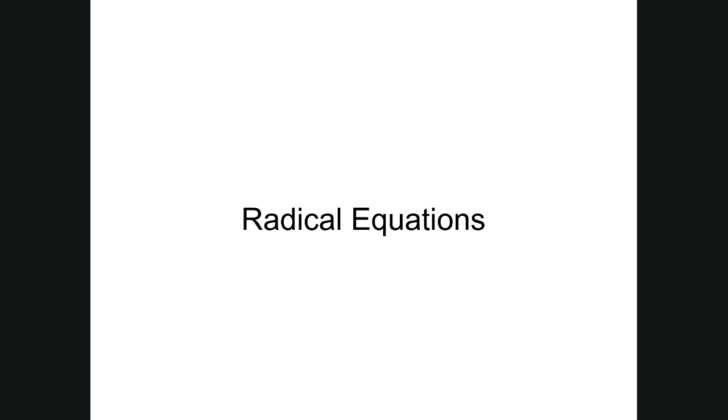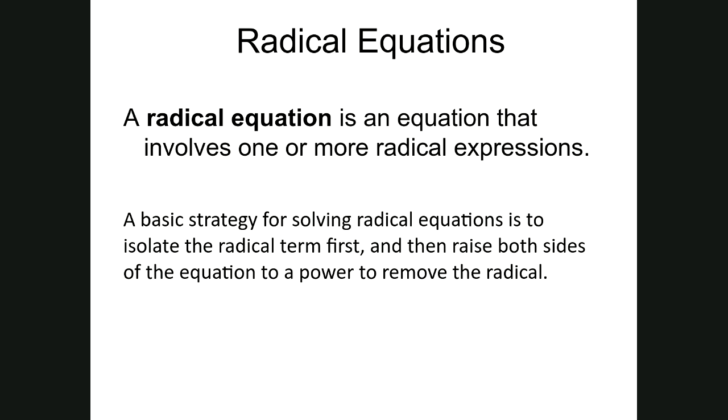Next one we're going to be doing is solving radical equations. A radical equation is an equation that involves one or more radical expressions. A basic strategy for solving a radical equation is to isolate the radical term first. So you want to get the radical on one side and then raise both sides of the equation to a power to remove the radical. If I had the square root of x plus 2 equal to 7, this is isolated. There are no numbers outside of the radical that I have to get rid of. So now I would just take both sides to the second power, and I'd end up with x plus 2 is equal to 49, and then I can solve that out.